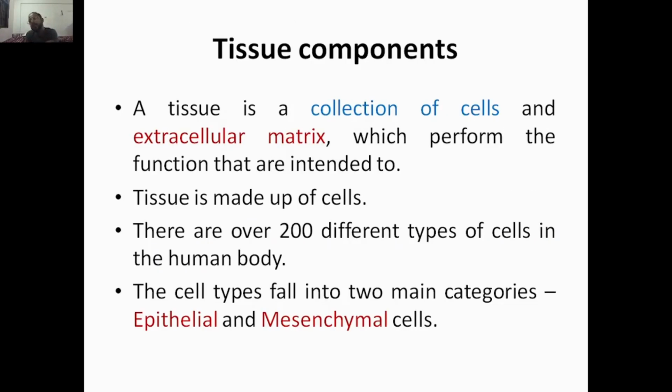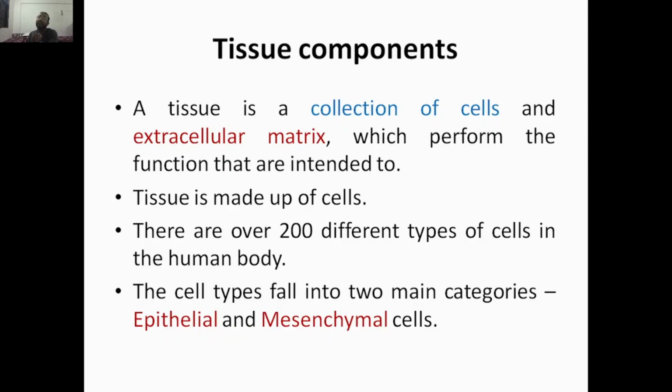Now the word tissue is derived from the French meaning to weave. So, tissue components: a tissue is a collection of cells and extracellular matrix. Obviously the tissue is nothing but made up of cells and extracellular matrix, which perform the functions that are intended. That means these tissues consist of cells and extracellular matrix, and perform a particular task. Tissue is made up of cells, definitely. There are over 200 different types of cells in the human body.